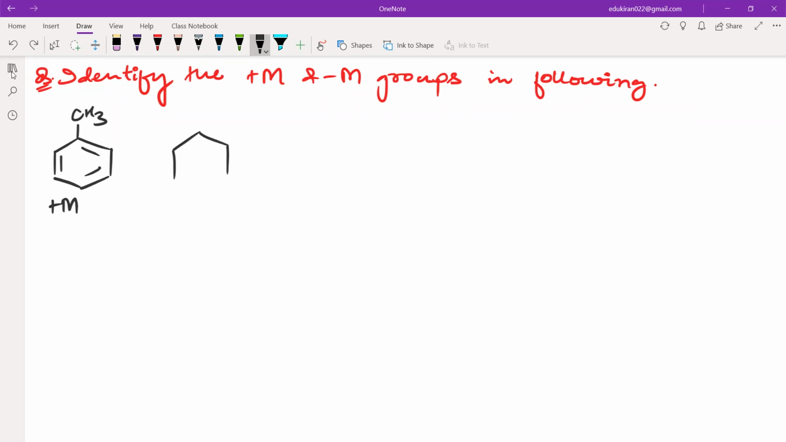Okay, so let me just copy the benzene ring that I am going to draw. A lot of benzene rings here.